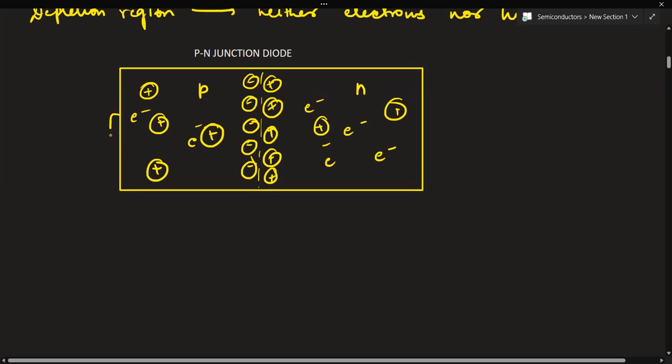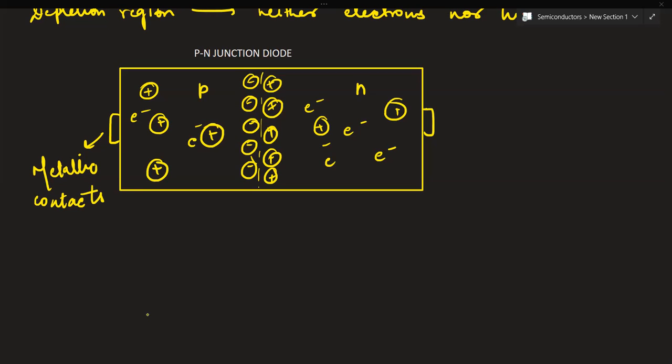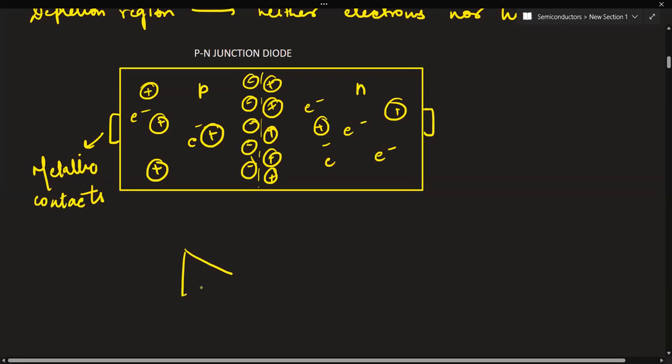Now see, if we put metallic contacts, these are the metallic contacts, in case of a PN junction diode, this forms a diode. Now how do we represent it? The P part is represented through a triangle in this manner, and the N end region is represented through a straight line like this.